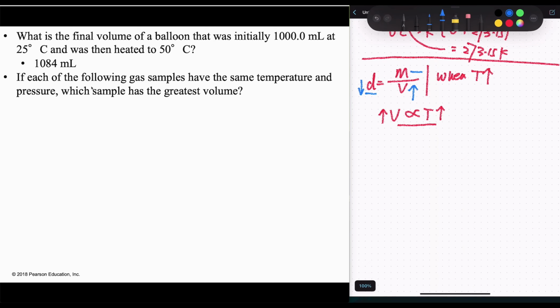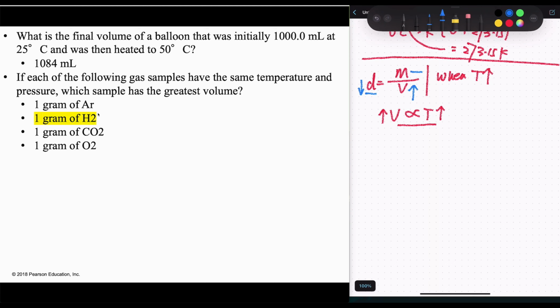The next question is asking: if each of the following gas samples has the same temperature and the same pressure, which sample has the greatest volume? It gives you 1 gram of argon, 1 gram of hydrogen gas, 1 gram of CO2, and 1 gram of oxygen.